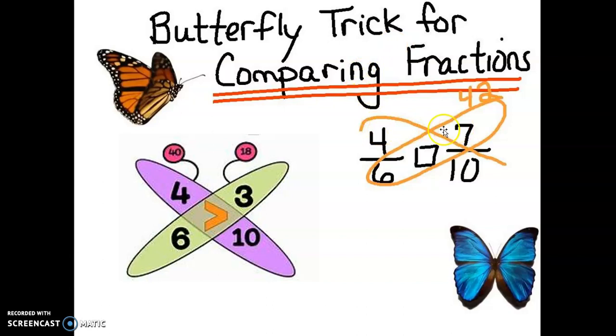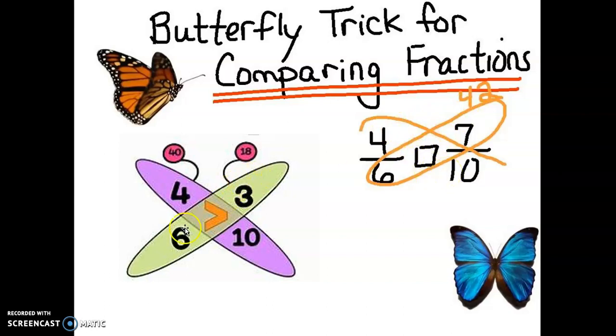So these are two unlike fractions, you can see 4 by 6 and 7 by 10. Unlike means denominators are different. So we'll make the wings of the butterfly along the opposite numerators and denominators. Here 6 and 7, and here 10 and 4 we can make the wing. And we are going to multiply the numbers in the wing. So 6 7s are 42 and 10 4s are 40. So which side is the greater value? That fraction will be bigger. 42 is greater than 40. So 7 upon 10 is greater than 4 upon 6.